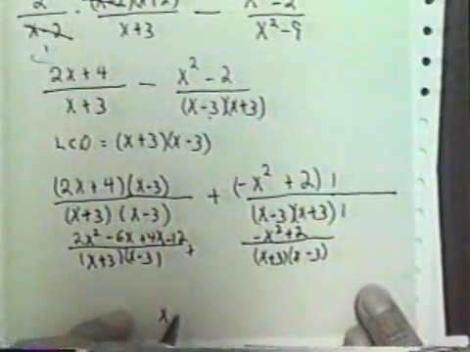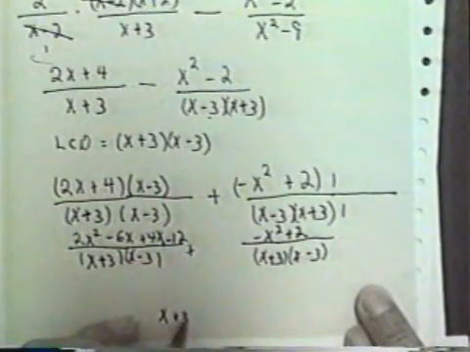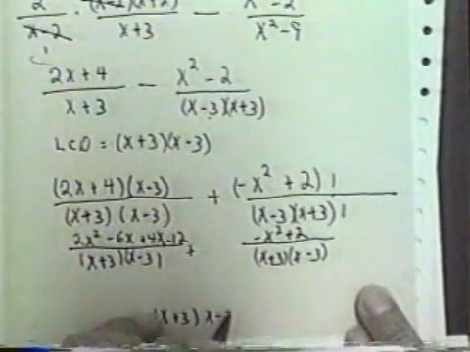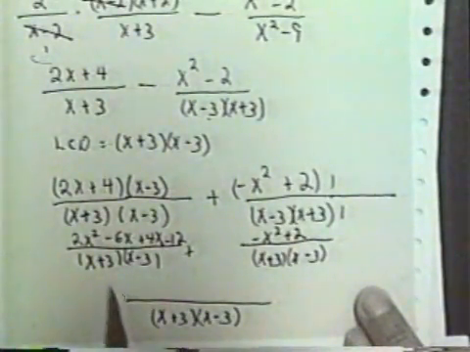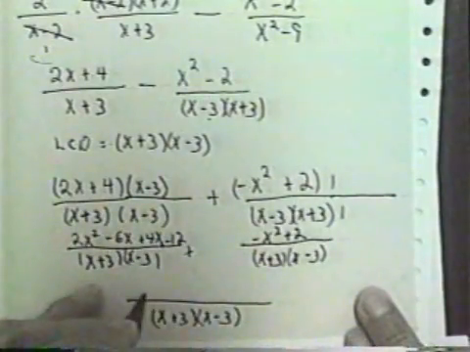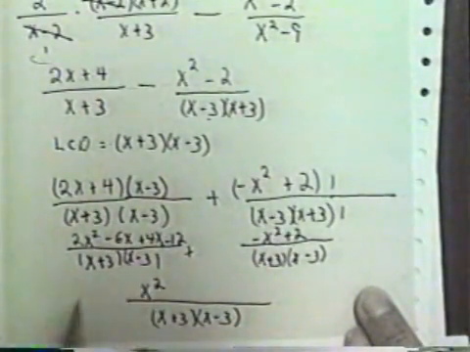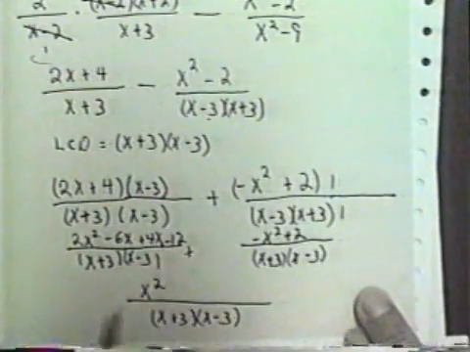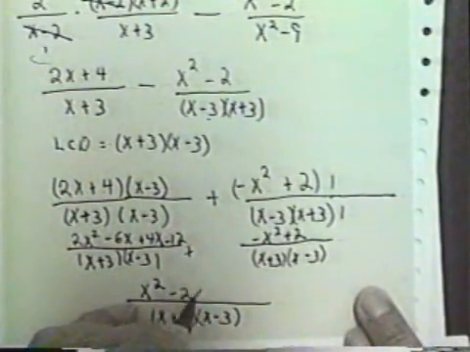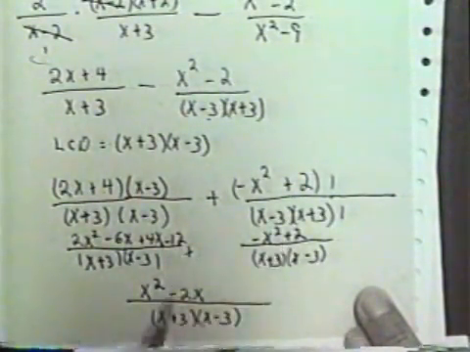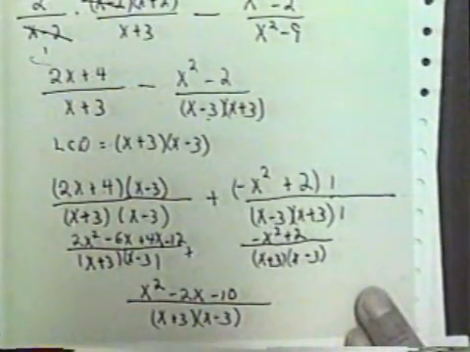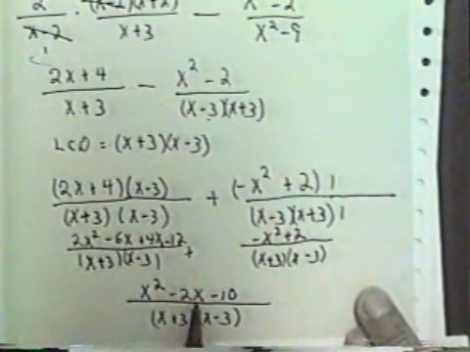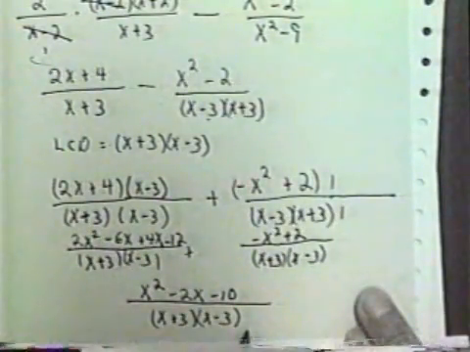Keep the denominator, x plus 3, x minus 3, and add the numerators. 2x squared minus x squared is x squared. A negative 6x plus 4x is a negative 2x. A negative 12 plus 2 is a negative 10. So my answer is x squared minus 2x minus 10 over x plus 3 times x minus 3.